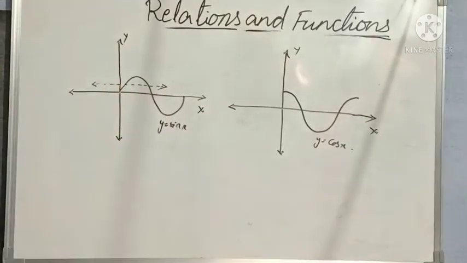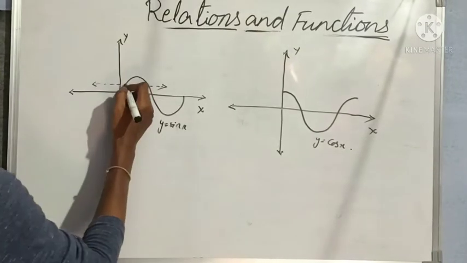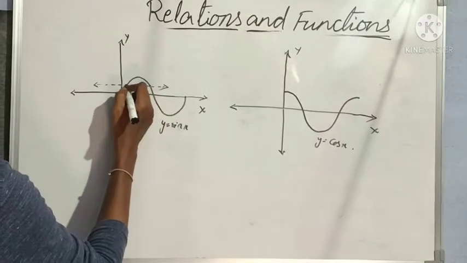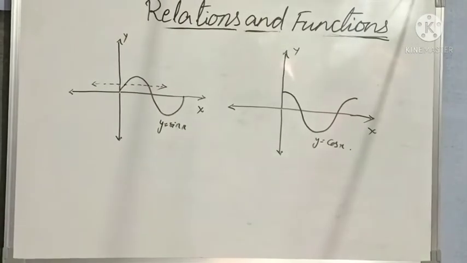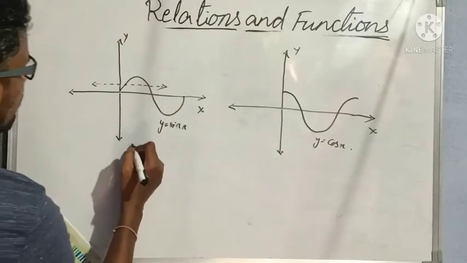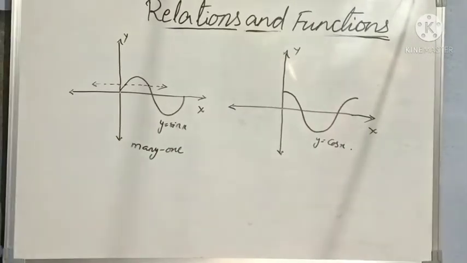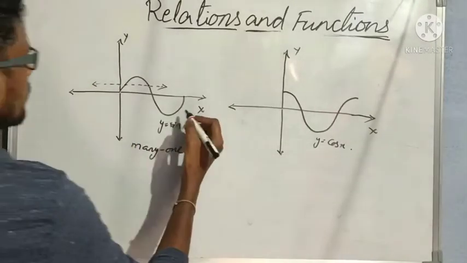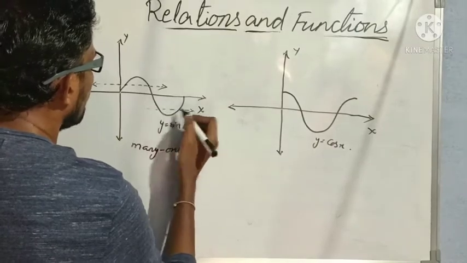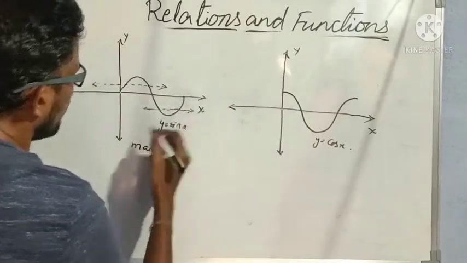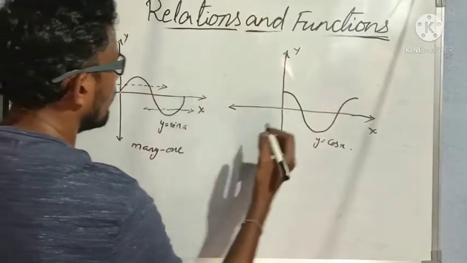So if I draw the horizontal line like this, at how many points is it intersecting? 2 points. Yes. If a line intersects the curve at more than 1 point, then it is what type of function? Many one function. Yes. So this is what type of function? Many one function. Even if you draw here, wherever you draw, it is intersecting at 2 points, at more than 1 point. Such a function is called what?